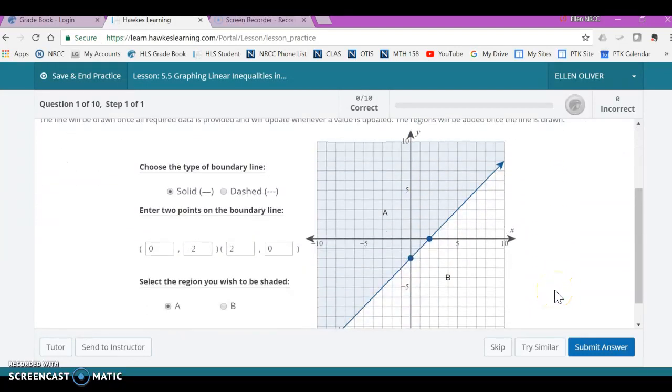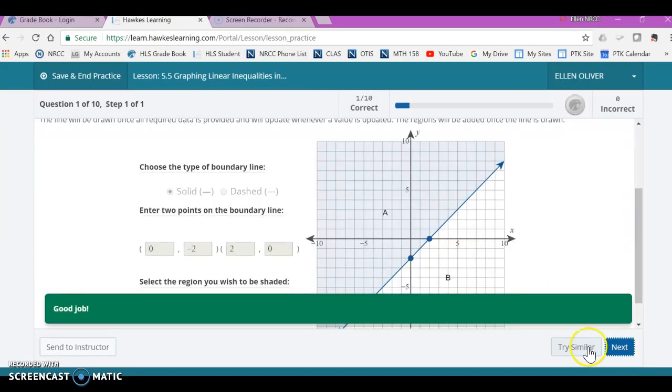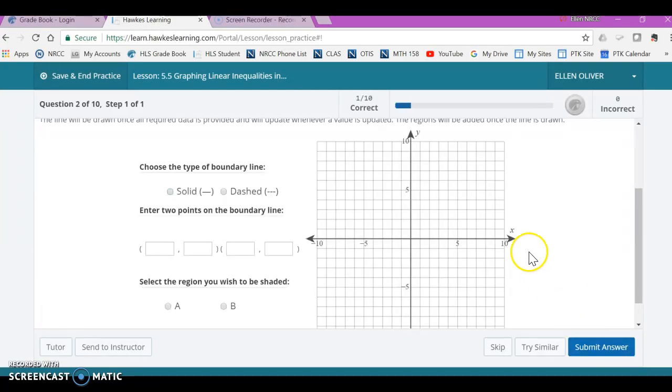I tend to like to do it this way, where I've solved for y, and I've gotten that y is greater than or equal to that line. So here's where y is equal to that line, and all above here is where y is greater than that line. So let's make sure we're correct. Go to the next one.